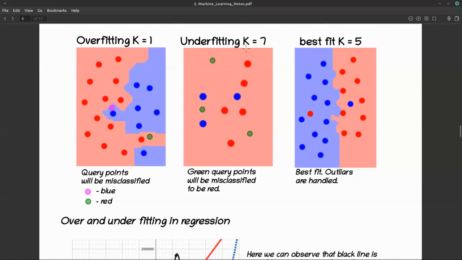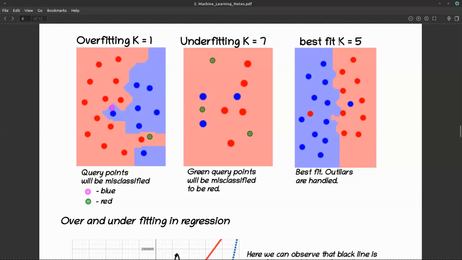Right, so if I'm taking k equal to 7, the whole area would be nothing but red area. Or you can say every point, this point, this point, and this point would be classified as red. See, this point is very near to blue, but due to majority, it is classified as red. So if you take k equal to the number of data points, then whatever label is in the majority will win, and all points will be classified as that label.